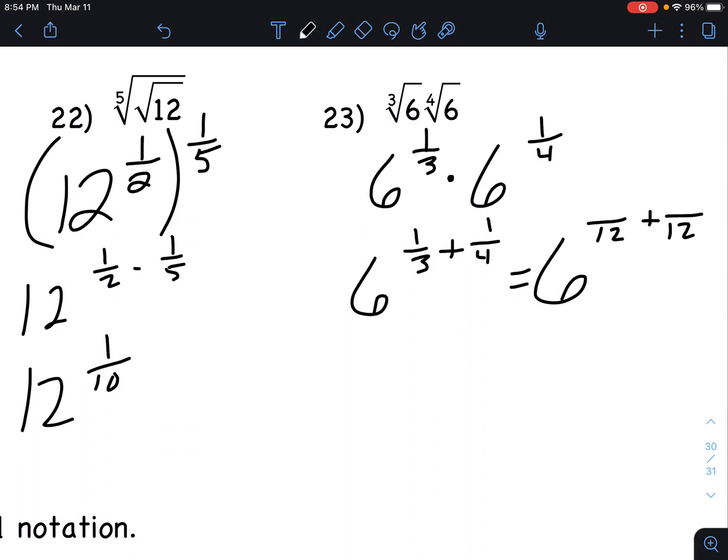So 3 and 4 has a LCD of 12. So the first one multiplies both numbers by 4. The second multiplies both numbers by 3. And now we're allowed to add to get 7/12. That is my answer.